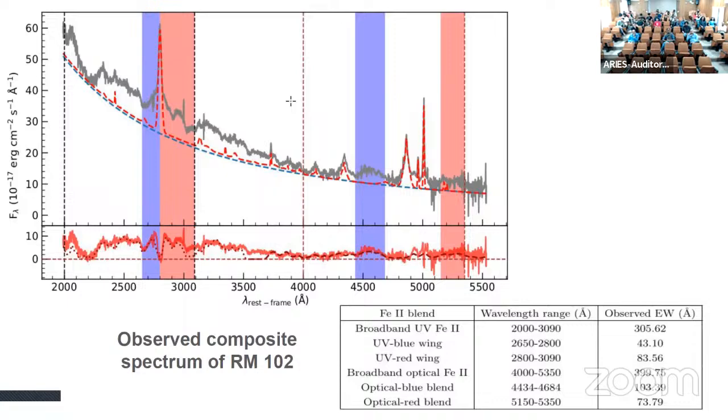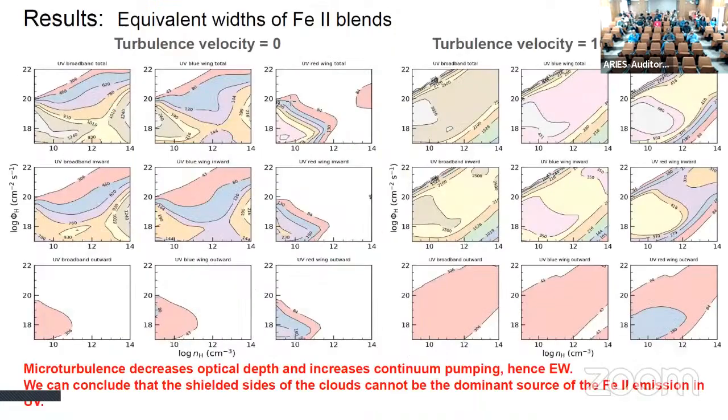And the reason is because observed values are for actual covering factor, and these values are for 100% covering factor. So if you apply that covering factor correction, those observed ones are the lower limit for the model predicted equivalent width. Okay, so now we have two different columns.